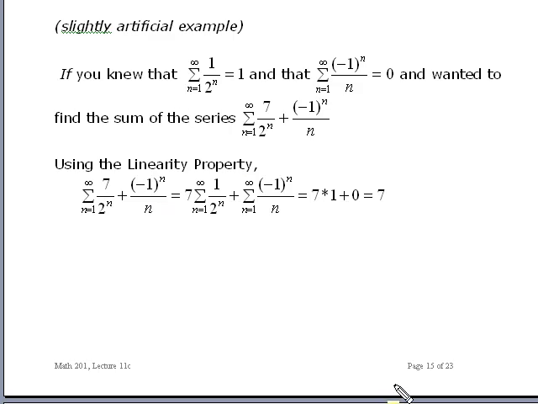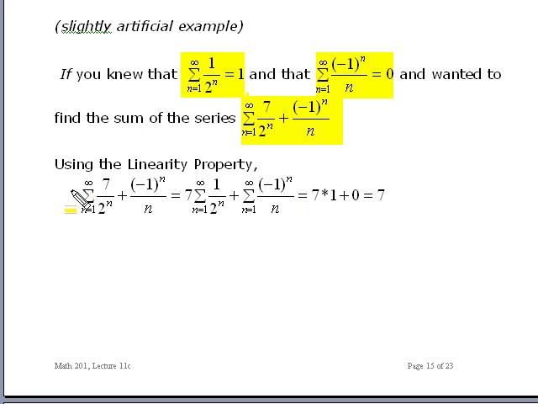Here's an example. It's slightly artificial, of course, but just for demonstration purposes. Here's my first series, 1 over 2 to the n, and it converges to 1. Its sum is equal to 1. Then I have minus 1 to the n over n, and it equals 0. This infinite series equals 0. So I would like to know what is the sum of these two together. Like I say, this is a little artificial. Ordinarily, things would be buried in some algebraic concoction, and you'd have to tease them apart to get your two sequences that you could then apply the theorem to.